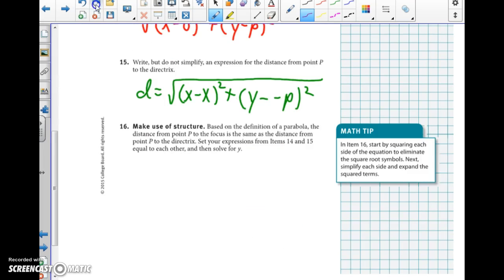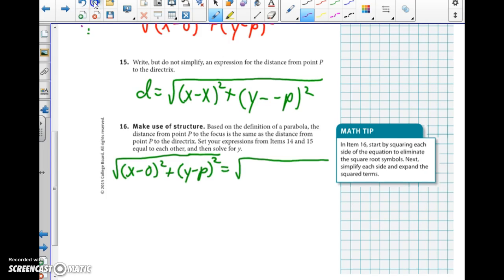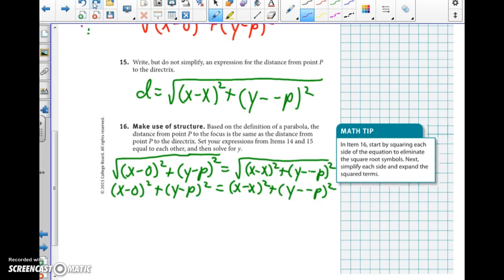Setting these equal to each other. Here they come, equal to each other. So here's what we're doing: we're squaring the stuff on the left and squaring the stuff on the right, and getting rid of the square roots. So there's what you end up getting. That's the first step. Now x minus 0 gives you x, which is x squared. And then x minus x gives you 0, squared gives you 0, added, it goes away. We get this. So there's the next step.